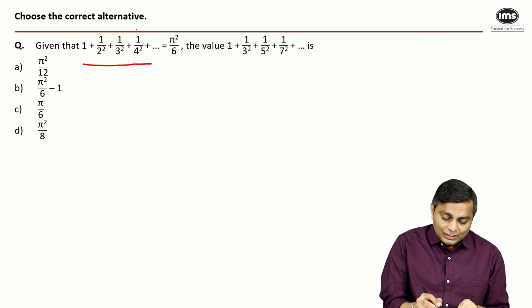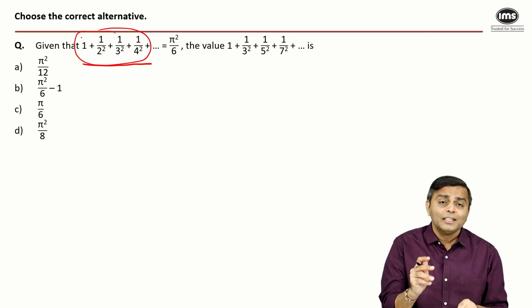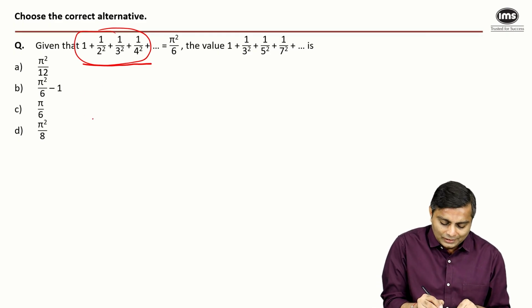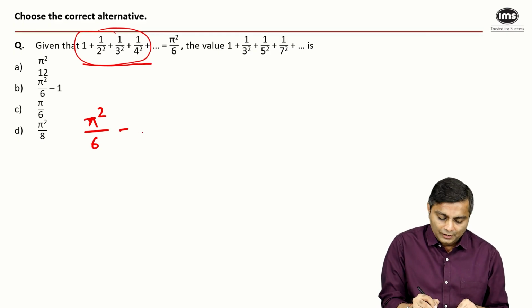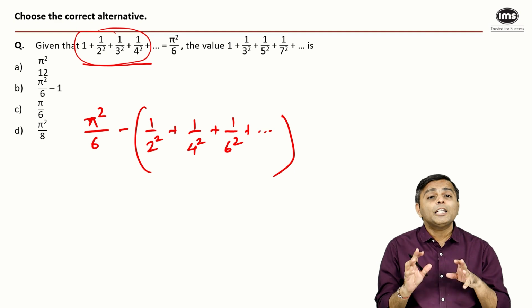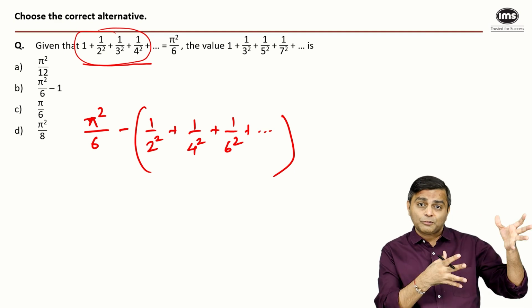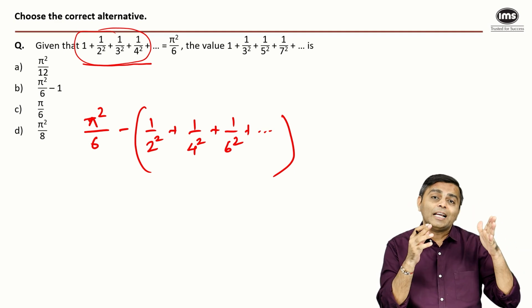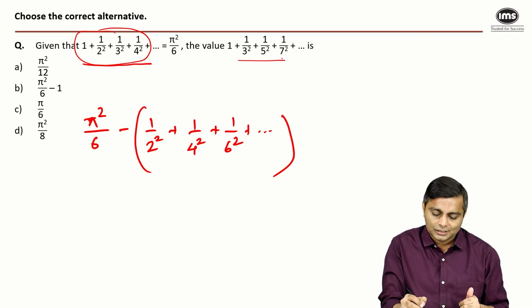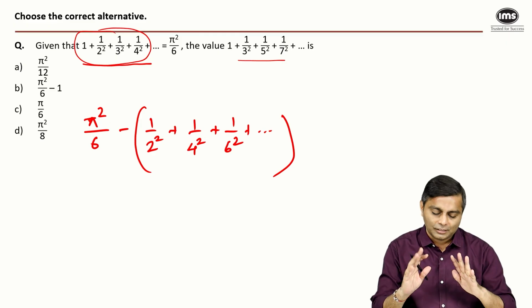Okay. Now, this part minus the even parts, correct? Minus the even terms. But this I'm going to write simply as pi square by 6. Minus the even terms. What are the even terms? Even terms are 1 by 2 square, 1 by 4 square, 1 by 6 square, and so on and so forth. So effectively, this is what is asked, because from pi square by 6, which is actually all terms, I subtract even terms, I am going to be left with odd terms, which is what is asked, right? So I hope so far you guys are following.